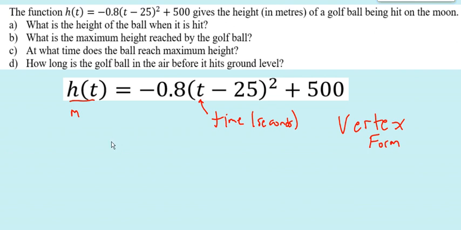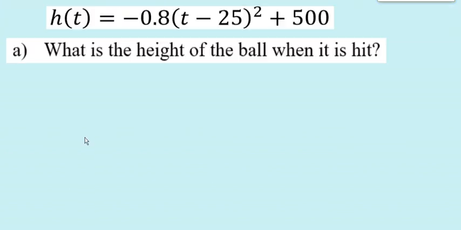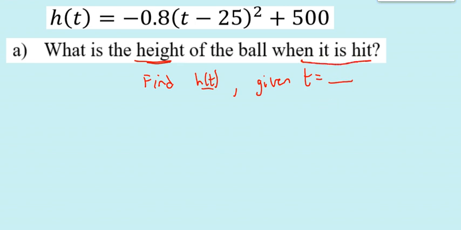So now that I know it's a quadratic in vertex form, let's look carefully at the questions we're supposed to answer. What is the height of the ball when it is hit? So obviously this is a question telling me to find height. So I need to find the h at t value. And that means I must know that t equals something. So when it is hit, what time is it?